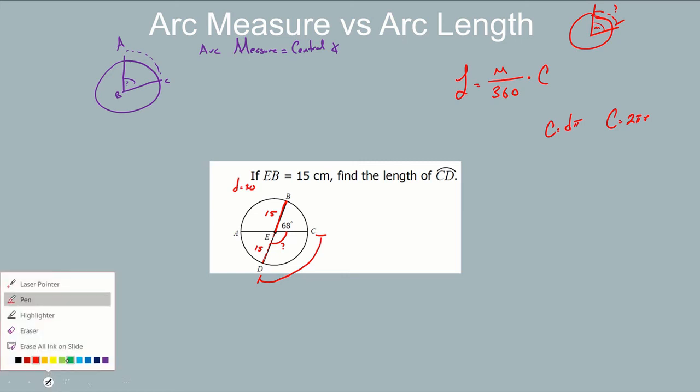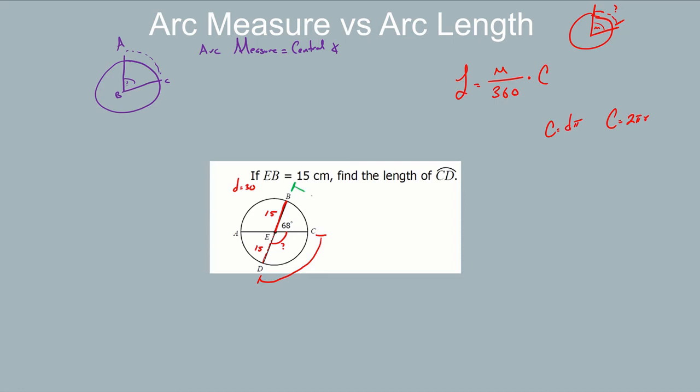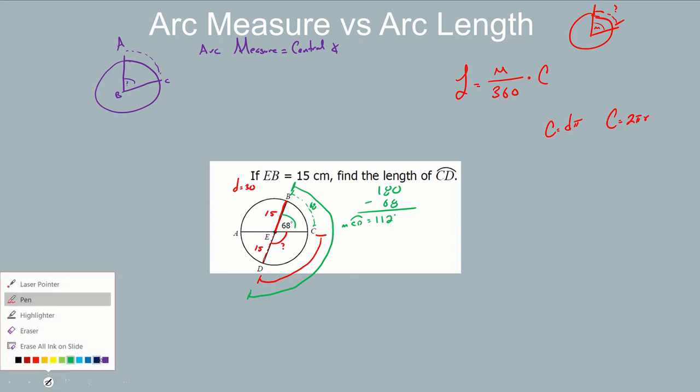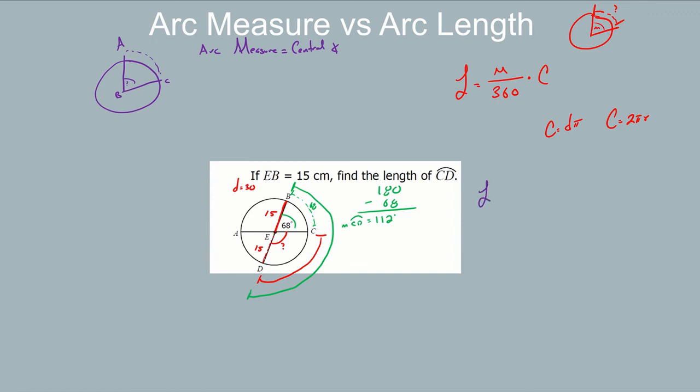Well, I find that by noticing that from B all the way to D, we have a semicircle, or we have 180 degrees. And so since I know the arc measure, or the central angle, of BC is 68, I simply subtract 180 minus 68 to give me the measurement of arc CD, which is 112 degrees.